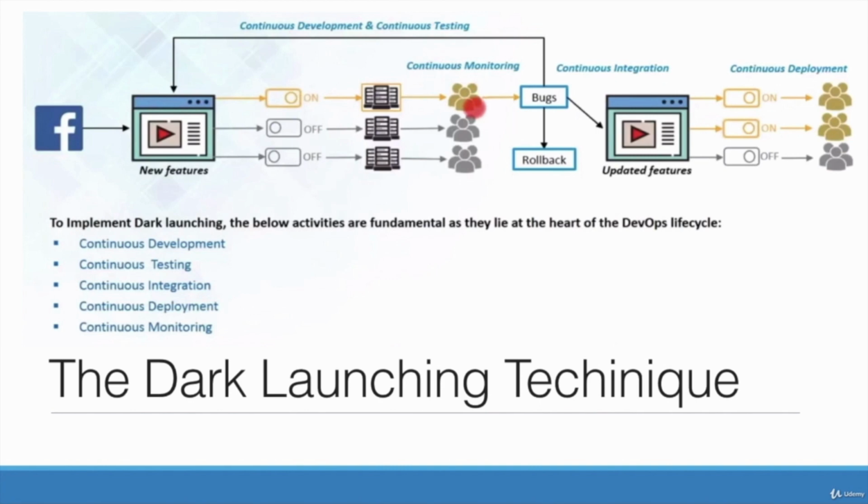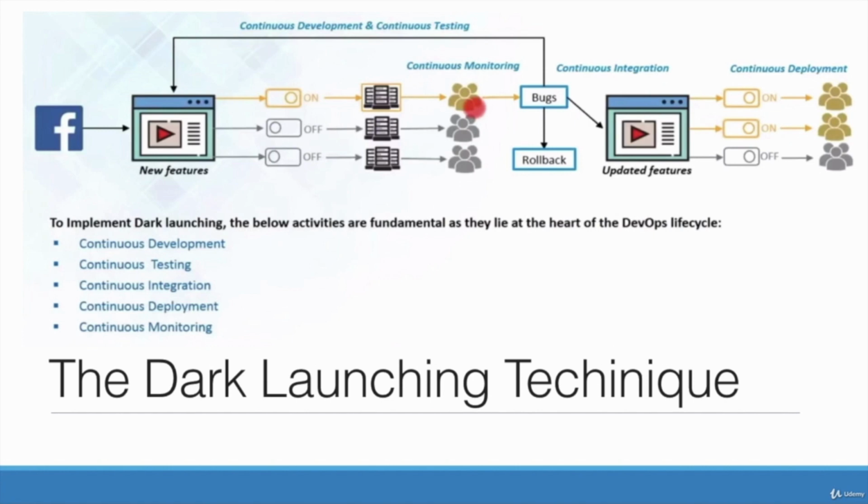So this is the diagram of the dark launching technique. Very first, Facebook introduces a new feature, right? It deploys it on a specific user group, which is in the yellow belt, and a specific data center. Then we get the bugs, so we roll back the feature.